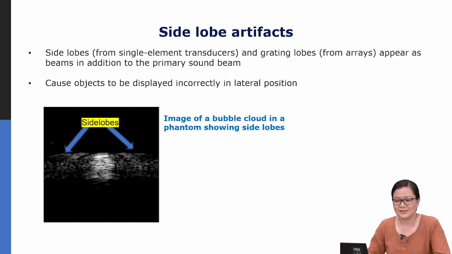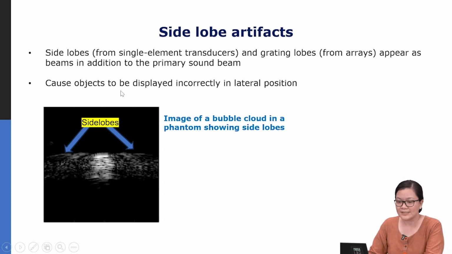Side lobe artifacts are also there. They can happen in single element transducers, and grating lobes can also happen from arrays. They can appear as additional beams, in addition to the primary sound beam, and can cause objects to be displayed incorrectly in the horizontal position of the ultrasound image.